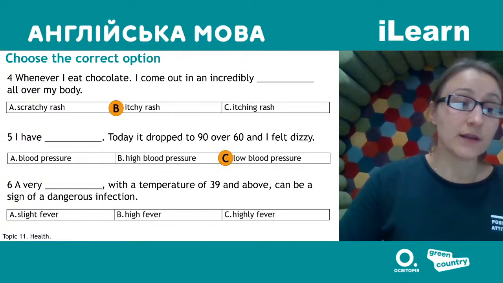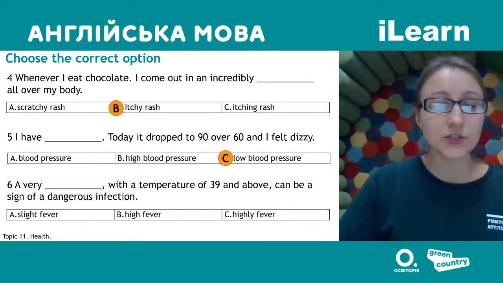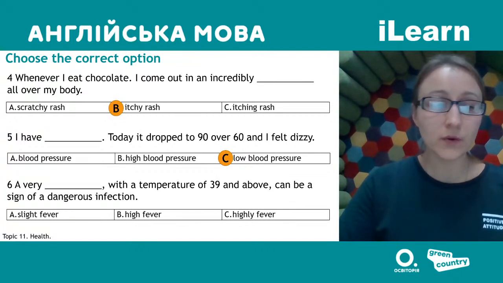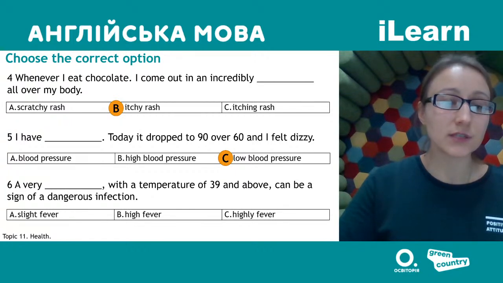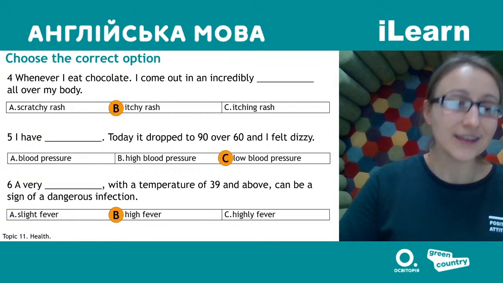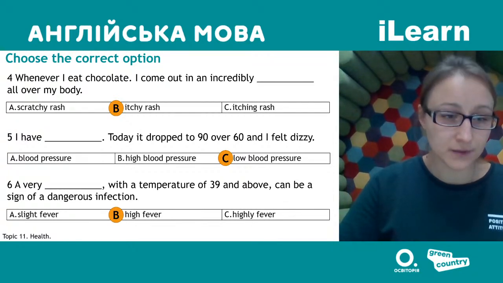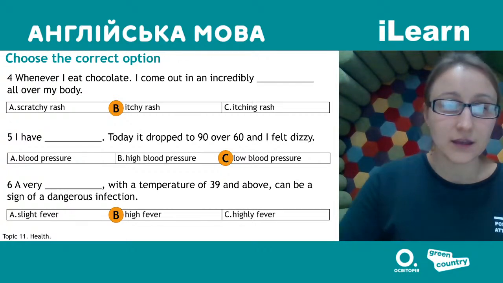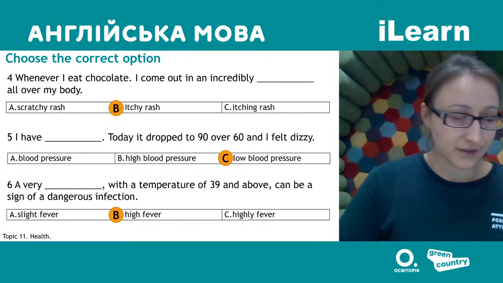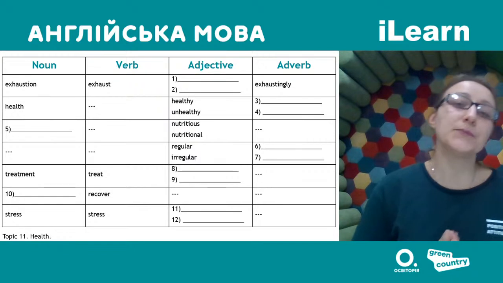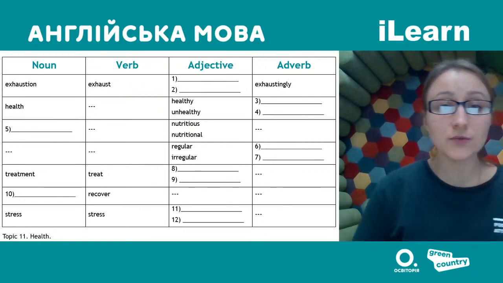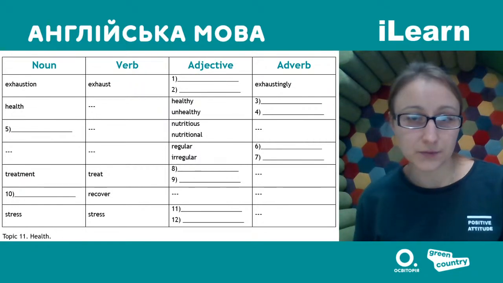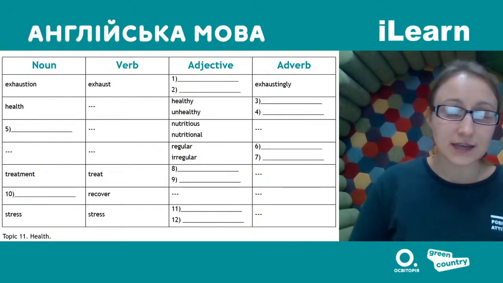Okay, and the last one, a temperature of 39 and above can be a sign of a dangerous infection. So if it's 39, that surely it's high fever. Not highly fever, but high fever. Great, I see that you all do very good. So let's go to another words about nouns, verbs, adjectives, and adverbs. Okay, so let's look at them.